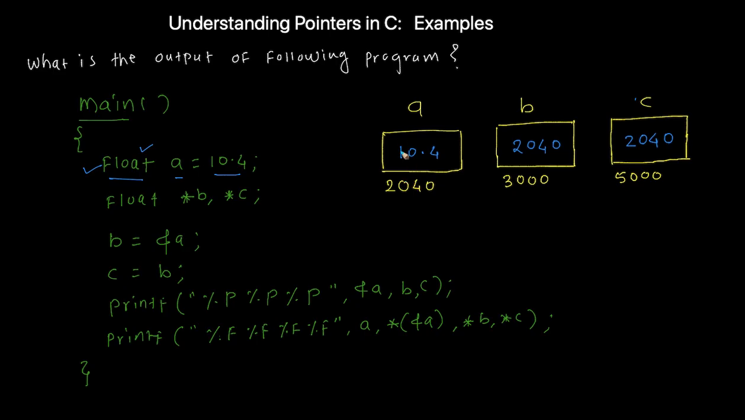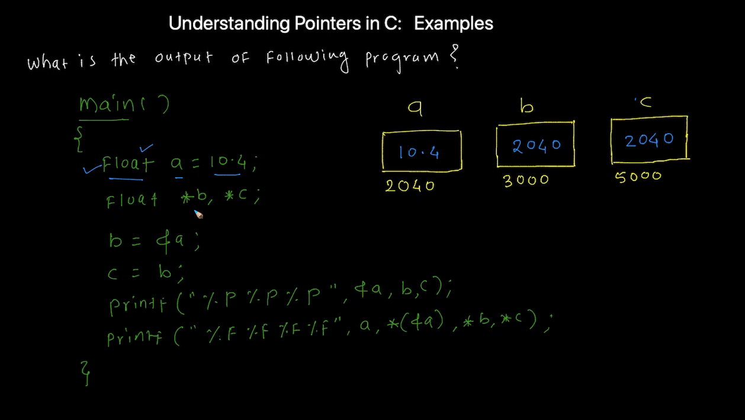This 2040 is the address of the first byte of these 4 bytes. So 2040 till 2043, right? These 4 bytes will be named as a. So this 4 byte memory location will be named as a, and 10.4 will be stored in that memory location. This is what will happen in memory.